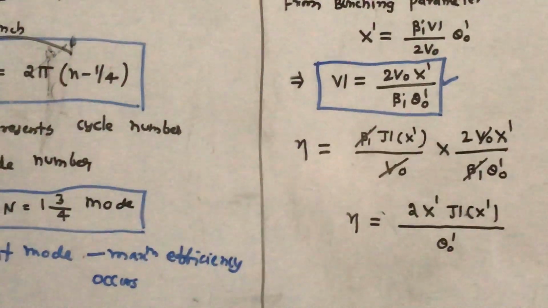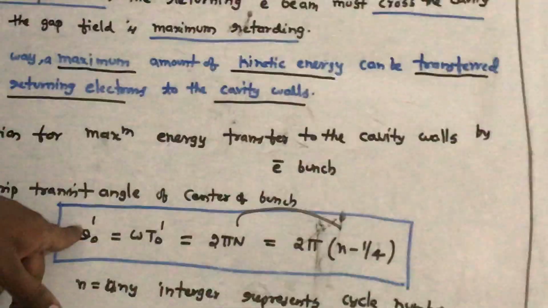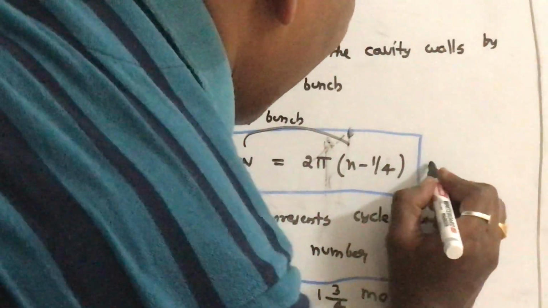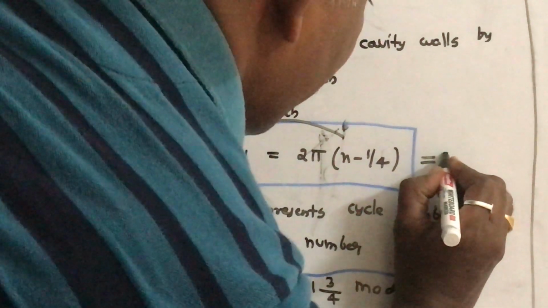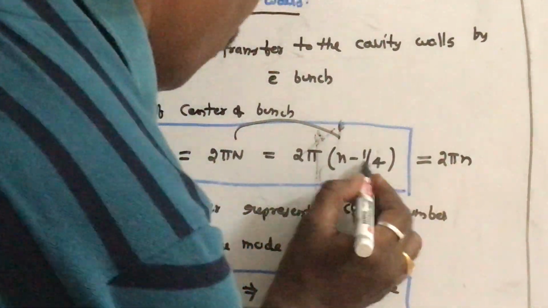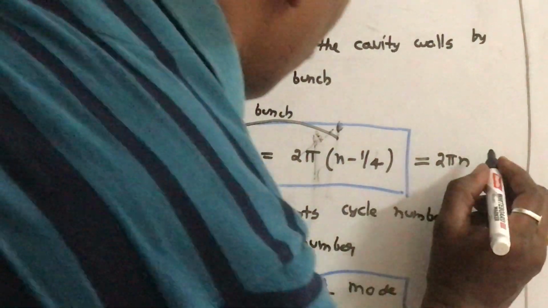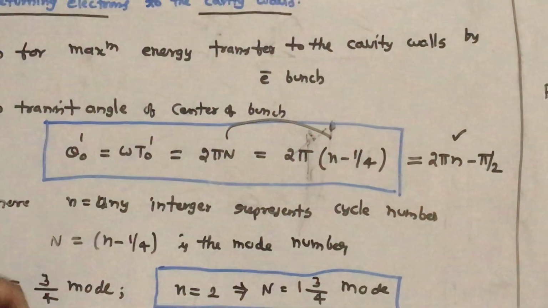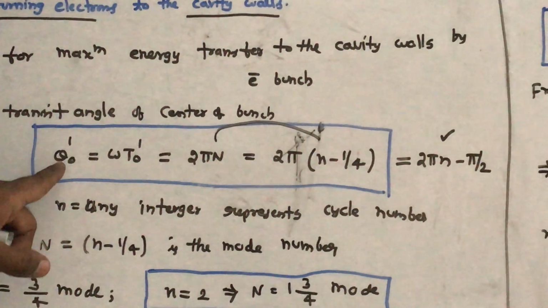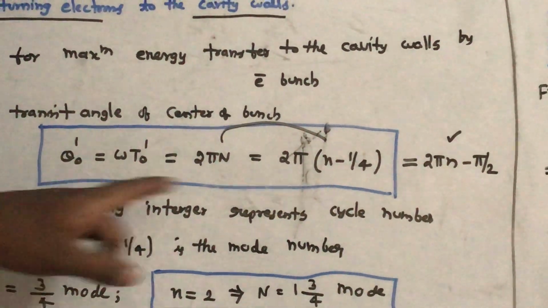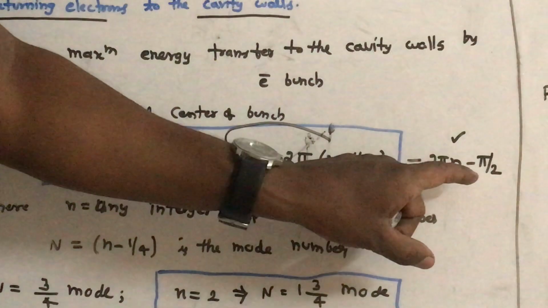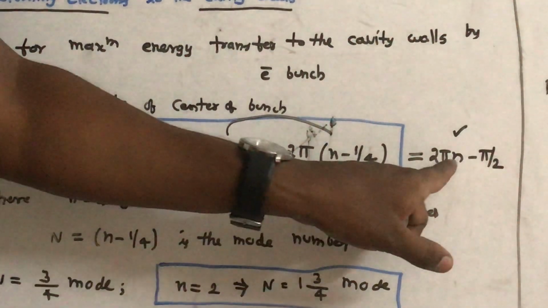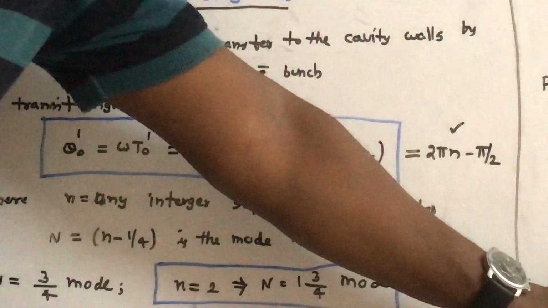What is theta 0 dash from this equation? You can check that theta 0 dash is equal to, if you multiply this equation by 2 pi, 2 pi n. So 2 by 4 is 1 by 2, therefore it comes out as pi by 2. Theta 0 dash is the round trip transit angle. We have to maintain this condition to transfer maximum kinetic energy to the cavity also. So theta 0 dash is 2 pi n minus pi by 2.